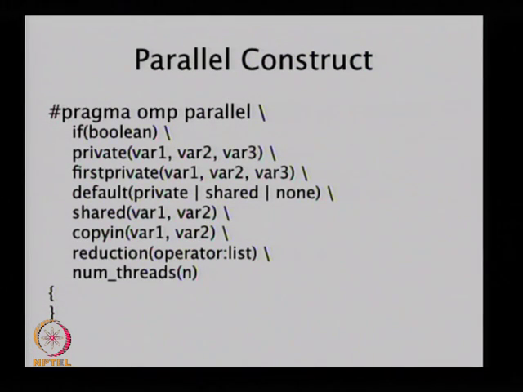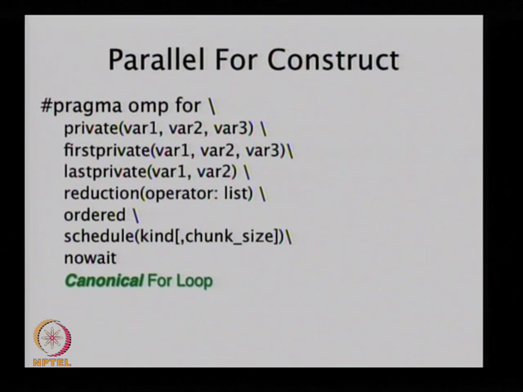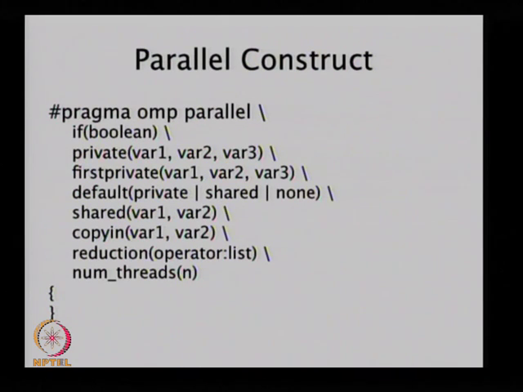Okay, so now let's get back to where we were. We were looking at various clauses of... Now copyin is just like any other lastprivate, firstprivate, right? You are saying that copyin these variables, those variables must be declared to be threadprivate earlier on, before this parallel construct has begun. Okay.